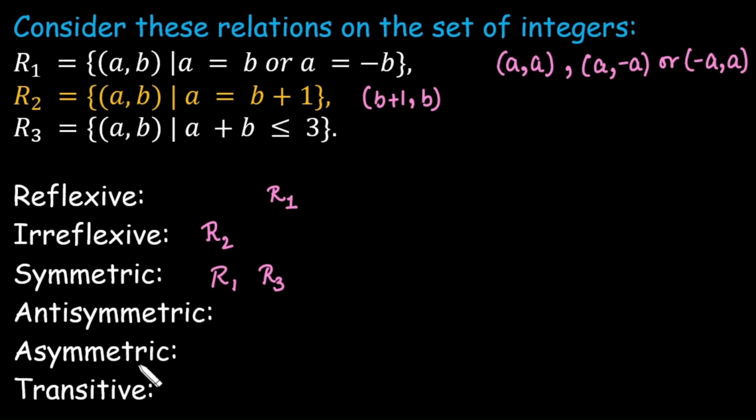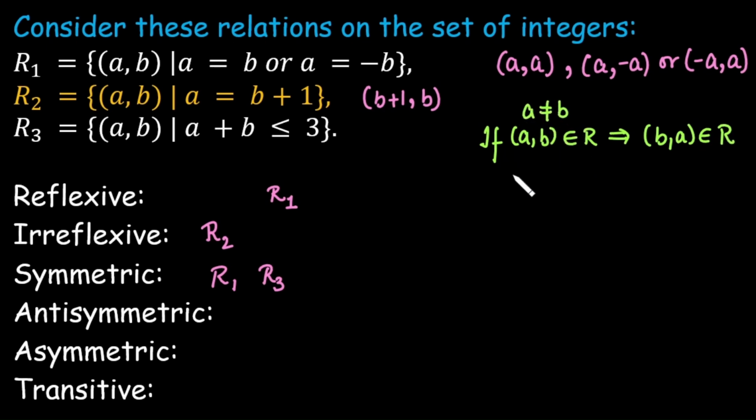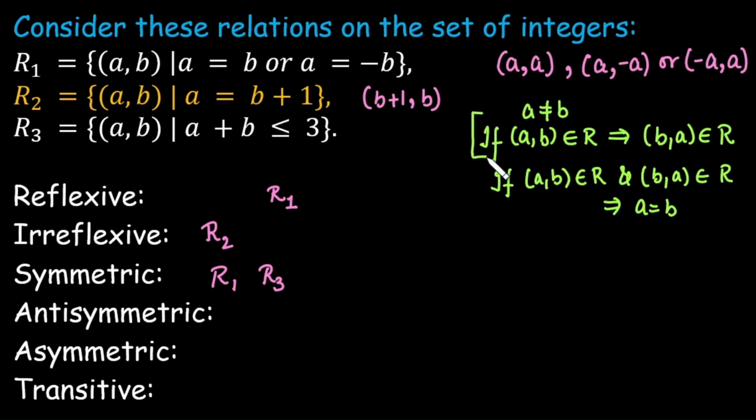Now what about antisymmetric and asymmetric? Antisymmetric means if (A, B) is a part of the relation, then the reverse should not be there, provided A is not equal to B. We say that if (A, B) is a part of the relation and (B, A) is also a part of the relation, that is only possible when A is equal to B. So simply we can break this definition into one part: if A is not equal to B, then the reverse should not be there.